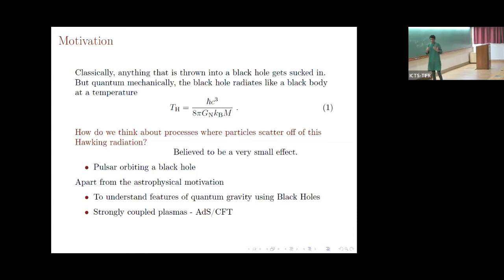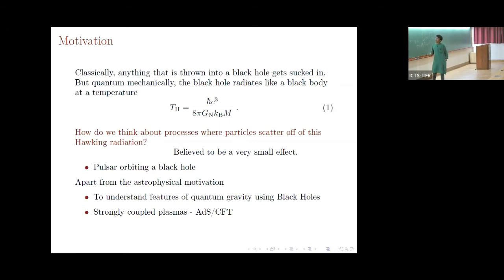So naturally the question arises: if you throw something into a black hole, it can hit the thermal radiation coming out of the black hole, and then rebound. We want to understand such scattering processes. So the question we're asking is, how do we think about processes where particles scatter off of the Hawking radiation coming out of a black hole? This is of course believed to be a very small effect because Hawking radiation itself is a very small effect. So that's really the question I'm asking.